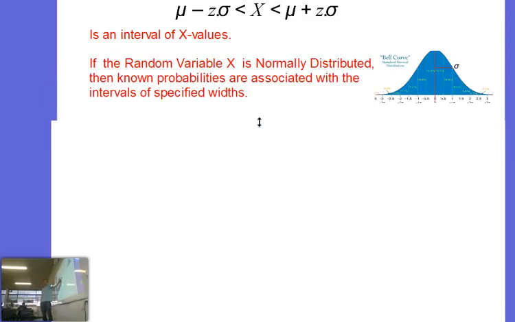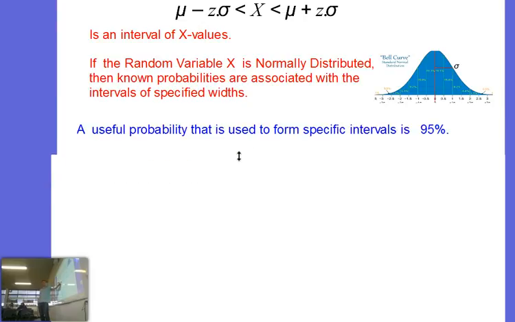If a random variable x is normally distributed, comes from the bell curve, then known probabilities are associated with intervals of specific widths. So we might have 1 or 2 or 3 standard deviations from the mean. Those are the widths of our intervals. And we get specific probabilities because the shape is such that we can clearly define how much probability is 1 or 2 or 3 standard deviations from the mean.